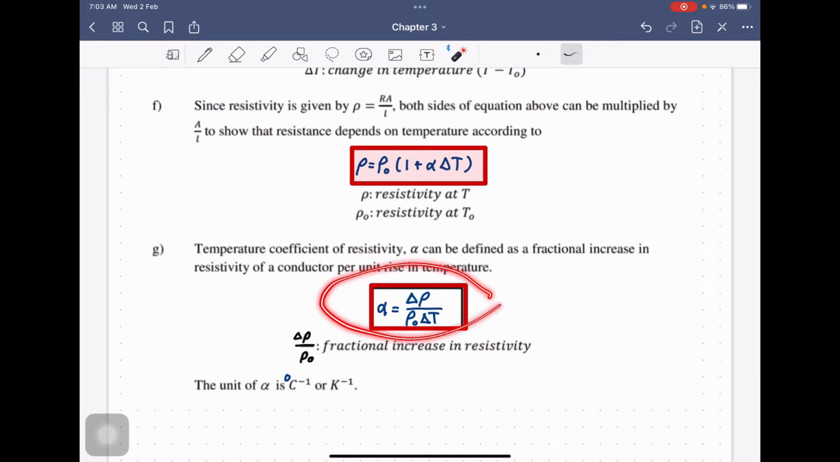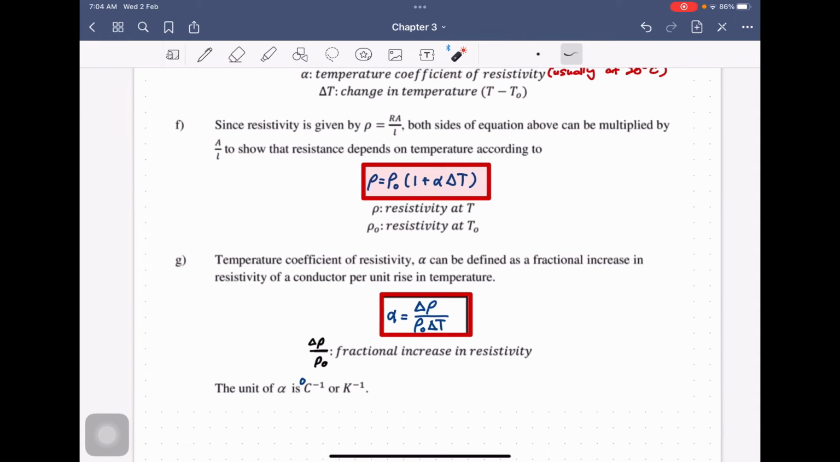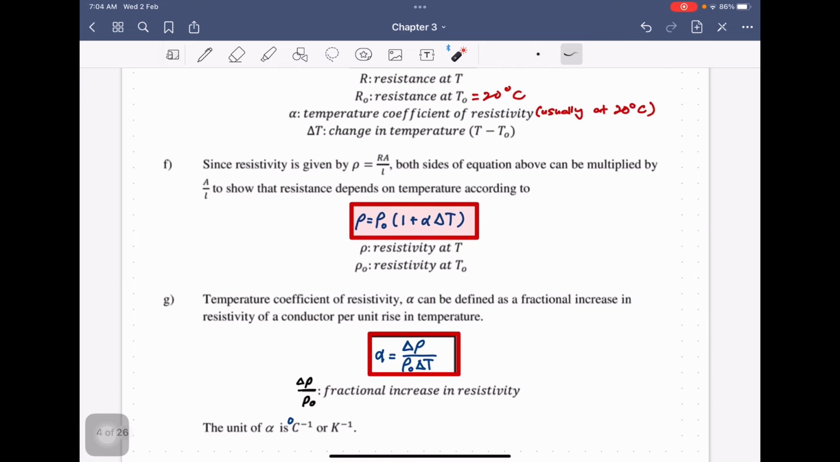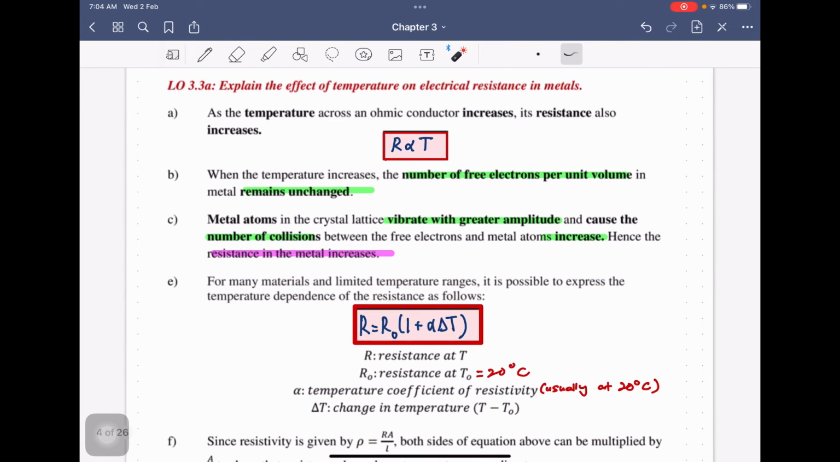So kita ada this equation. Okay, alpha sama dengan delta rho over rho naught darab dengan delta T. Okay, delta rho over rho naught adalah fractional increase in resistivity. And the unit untuk alpha adalah degree per Celsius ataupun per Kelvin. Okay, so kita just use equation untuk solve the problem berkaitan dengan resistance and temperature.